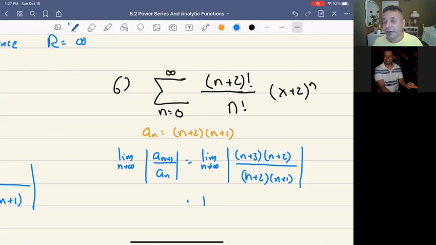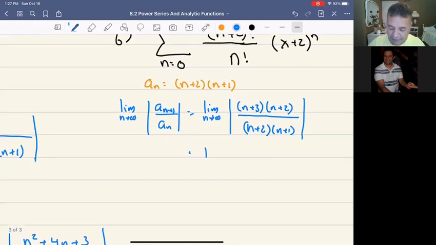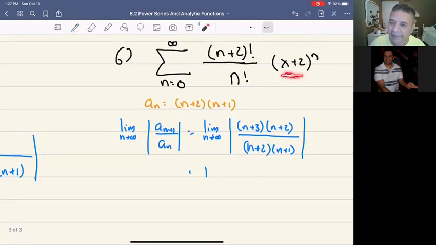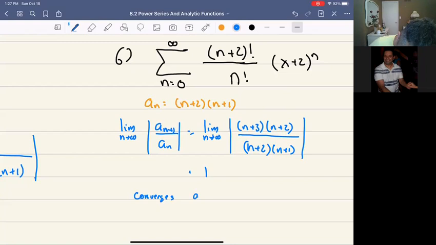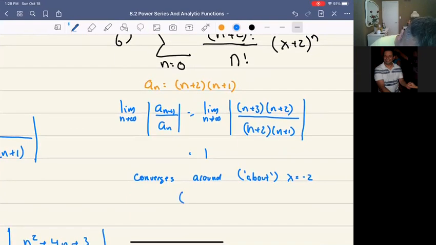So it converges around x equals -2. Okay? Remember, it converges around whatever makes this 0. I actually think the typical word they use is about. x equals -2. So that's going to be from what? -3 to -1. Okay? All right, I'll see you all in the next video.